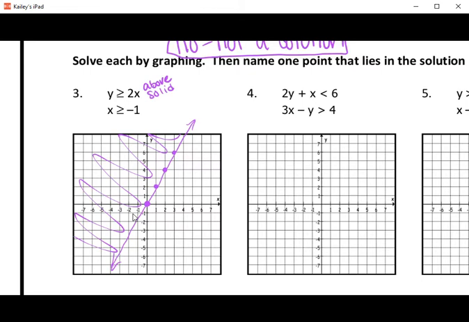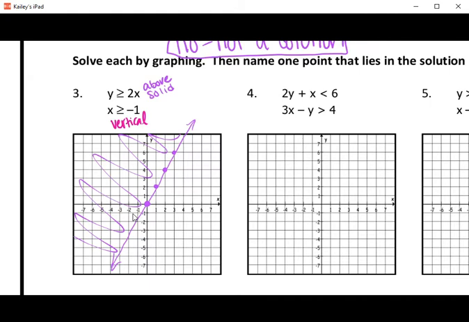And then for my second equation, we have x is greater than or equal to negative 1. So remember, that's kind of a special line. An x equals a number line is going to be vertical. So I'm going to switch colors to show my second inequality here, and that would be a vertical line.